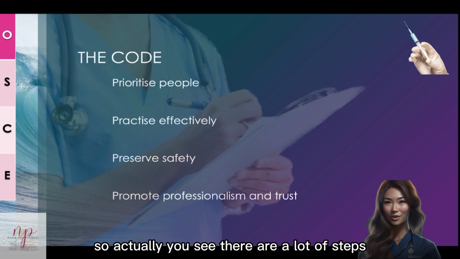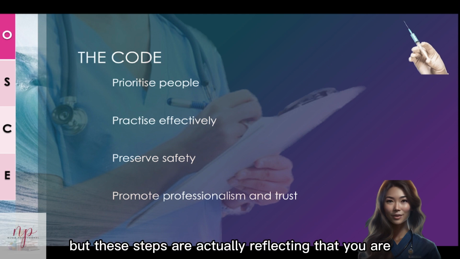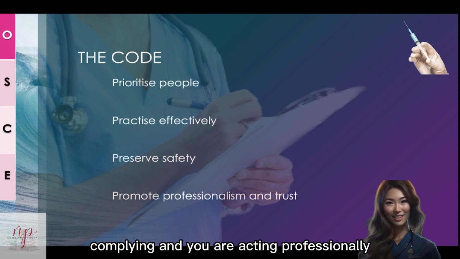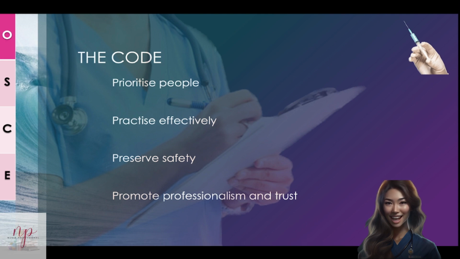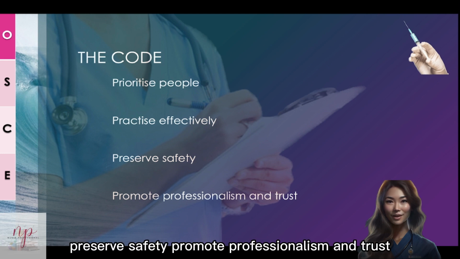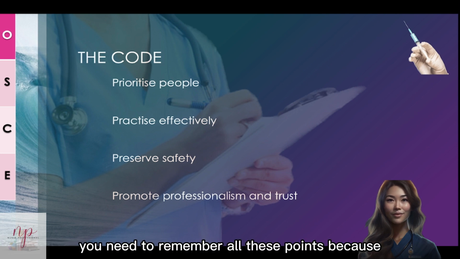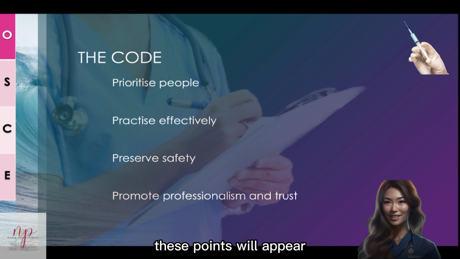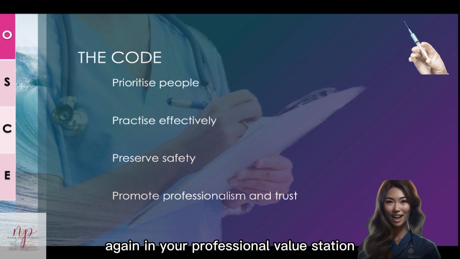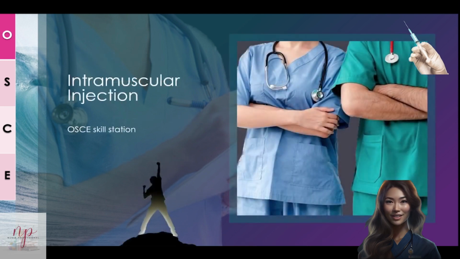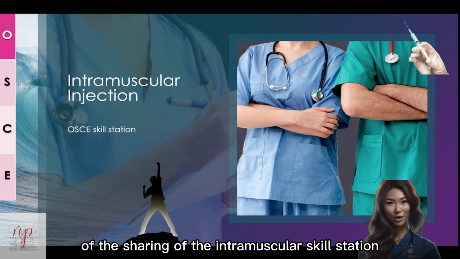So actually you see there are a lot of steps, but these steps are reflecting that you are complying and you are acting professionally. So the code is: prioritise people, practise effectively, preserve safety, promote professionalism and trust. You need to remember all these points because these points will appear again in your professional value station. So this is the end of the sharing of the intramuscular skill station.